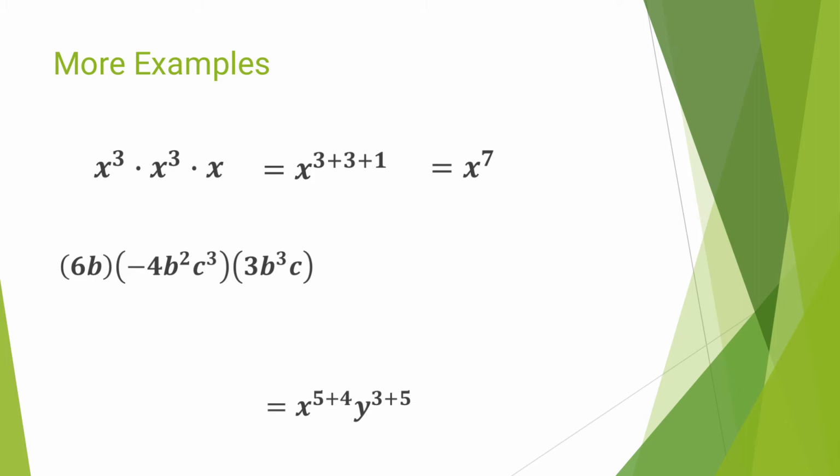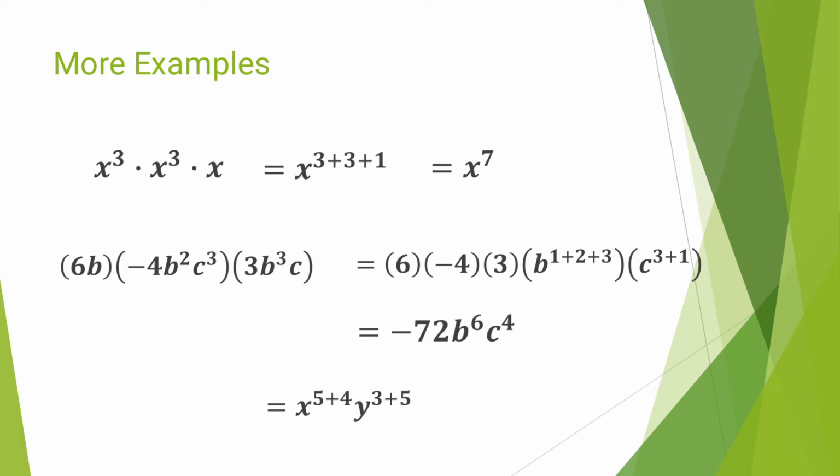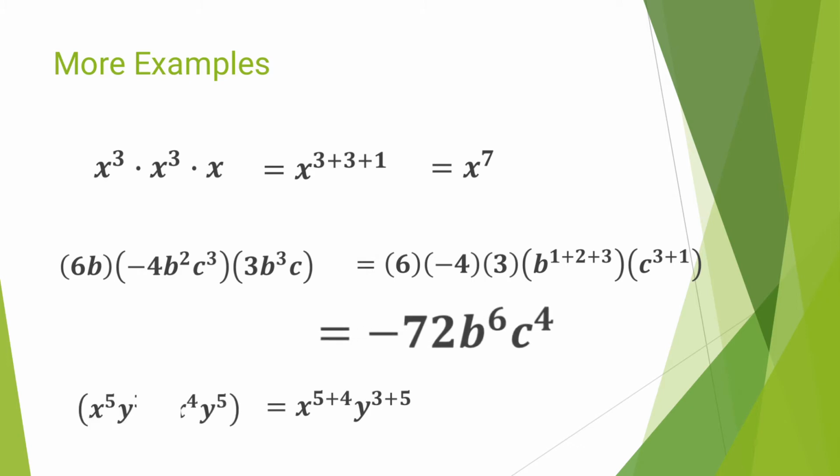Another one, 6b times negative 4b squared c cubed times 3b cubed c. Multiply all the constants, 6 times negative 4 times 3, and then keep the base b and add their exponents. 1 plus 2 plus 3, and keep the base c and add their exponents. 3 plus 1. So our final answer is negative 72b^6 c^4.